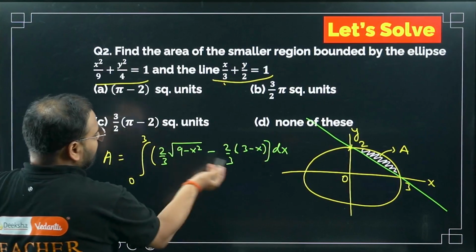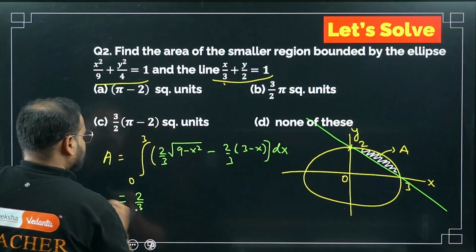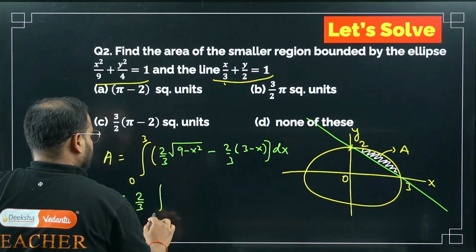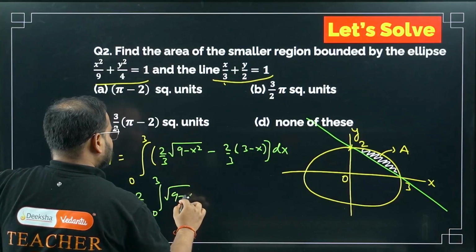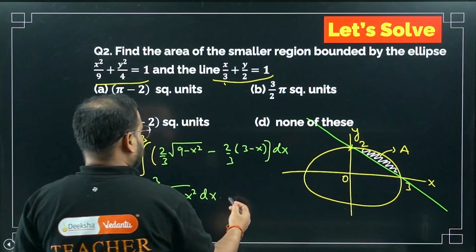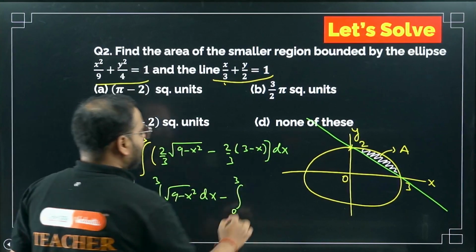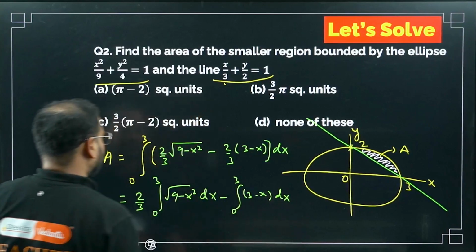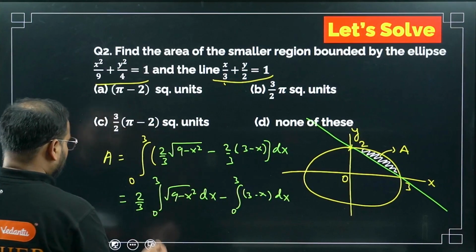So I can take 2 by 3 common. It's common over here. I can take it out of this integration. It's a constant term. I have to integrate this from 0 to 3. This part, root 9 minus x square. I'm going to separate the integration, with dx minus sign. Integral of 0 to 3 again. Limit will remain same. And this will become 3 minus x dx. Okay, so I'll do the integration on the next page.